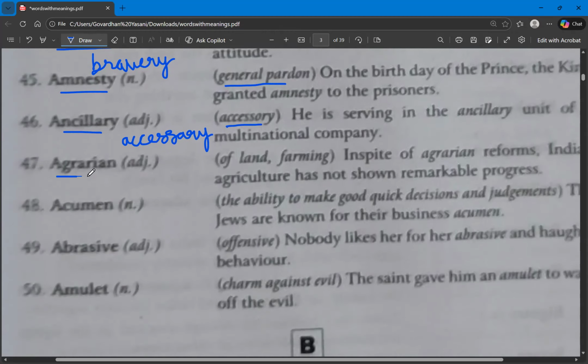The next one, agrarian, related to farm and land. Agrarian means something related to farm or farming and land. Acumen. Acumen means someone who is great at making good decisions. Acumen, A-C-U-M-E-N: the ability to make good decisions and judgments.